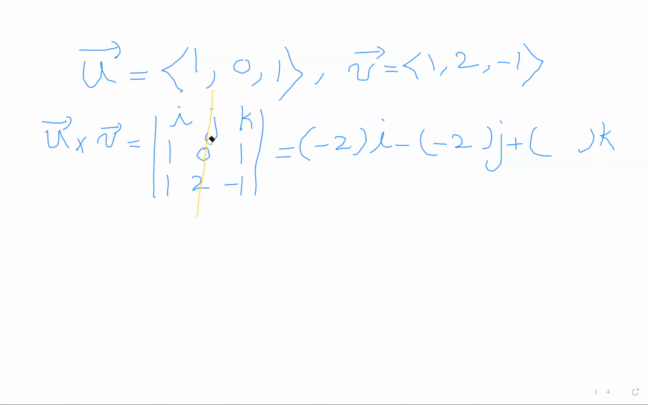For the last coefficient, I ignore the row and the column where k is located. 1 times 2 minus 0 times 1, which gives me 2. So the vector U cross V is -2, plus 2, and 2.